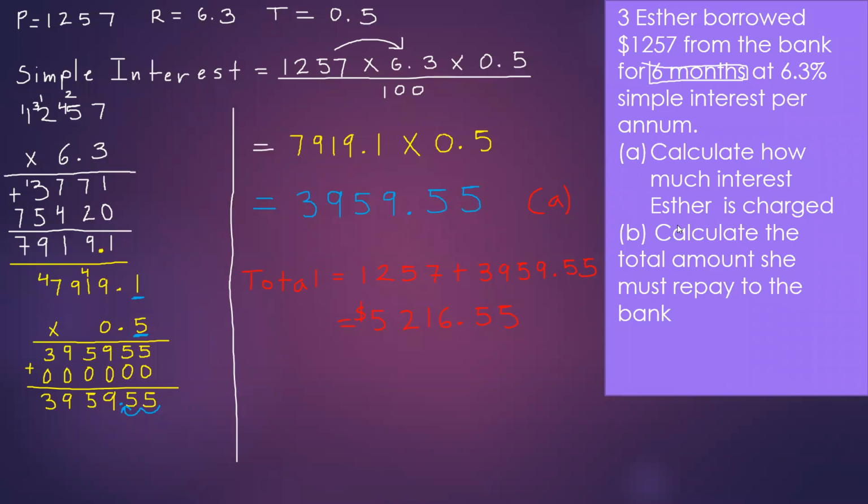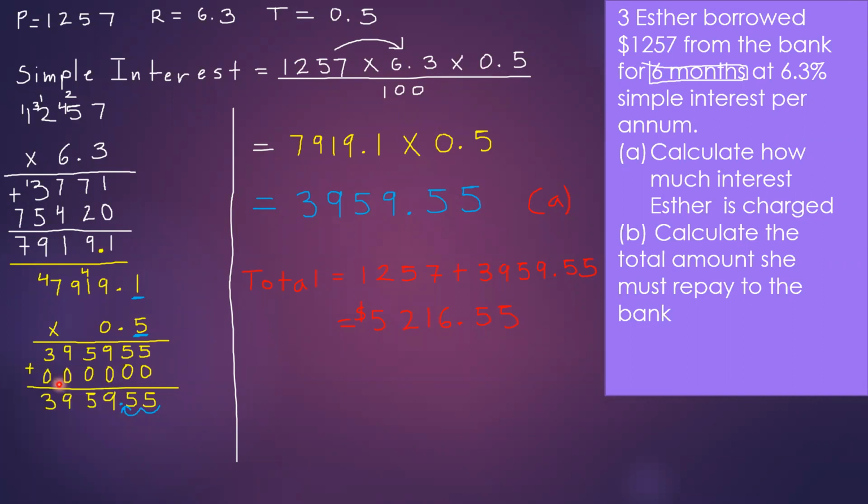Mr. Petit, go ahead. Wrong is an understatement for this question. I got $13,857.